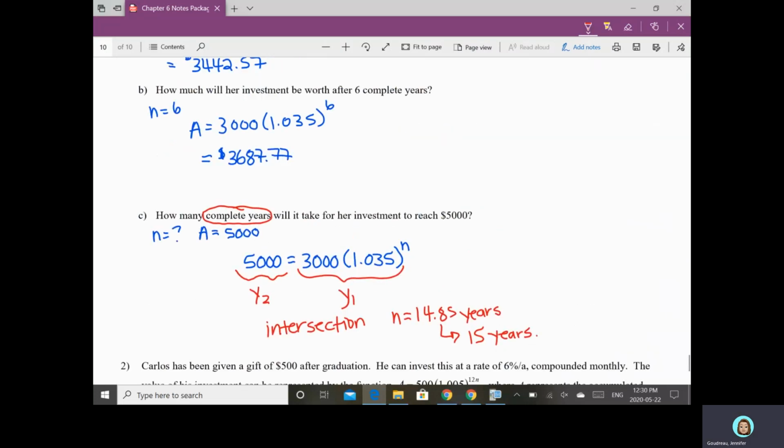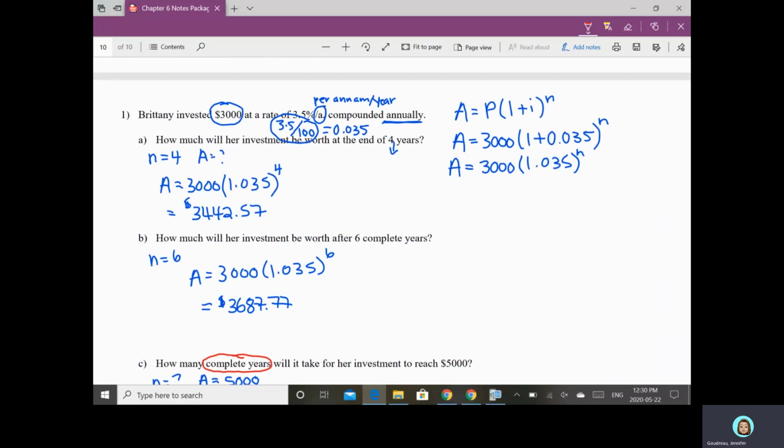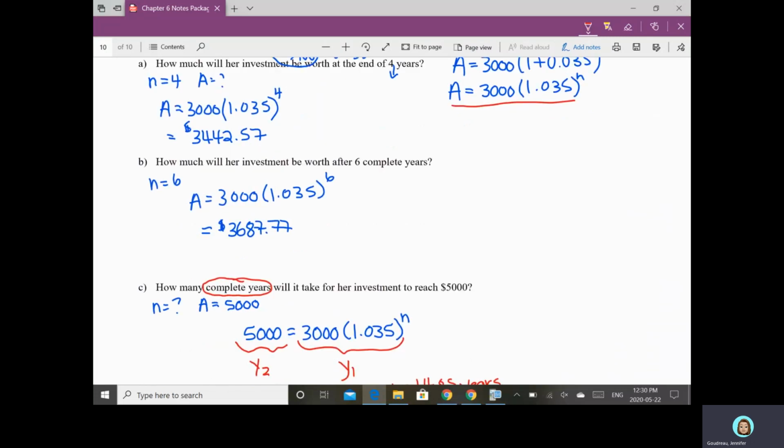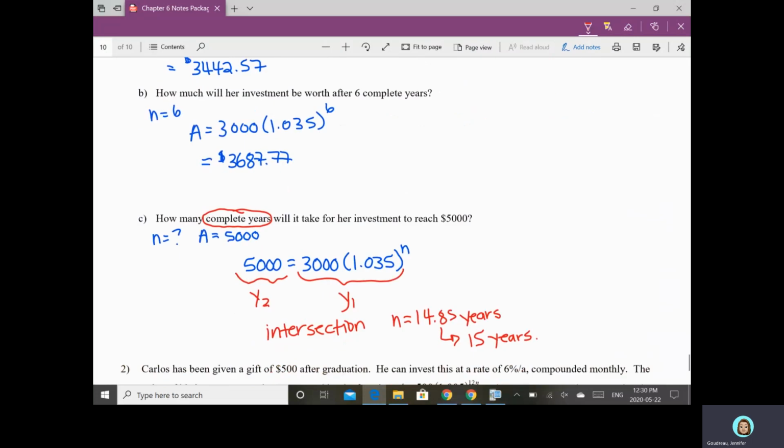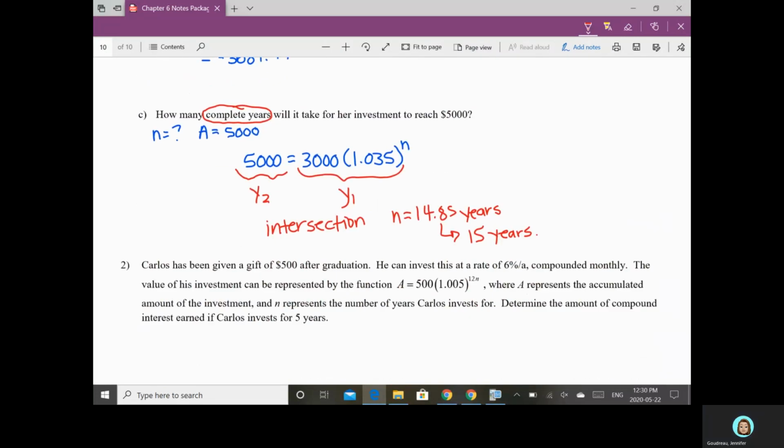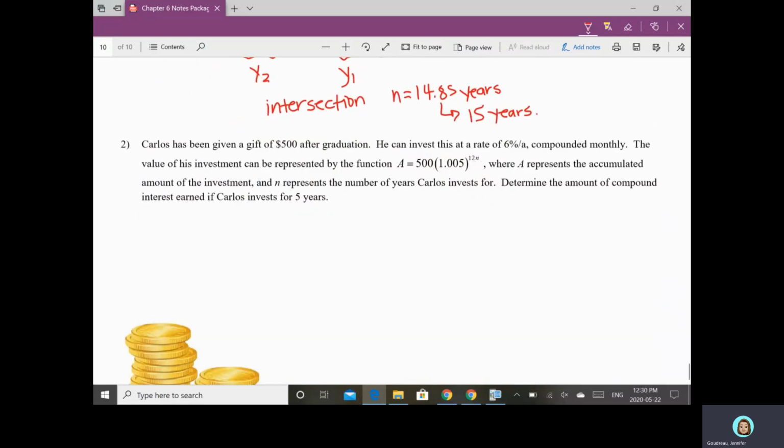Okay, so because it was a compounding annually question, we used our compound interest formula to calculate our exponential function. For A and B, we were given an N value, so we just substituted. For C, we were given an A value, and we solved by graphing. Let's look at number 2.